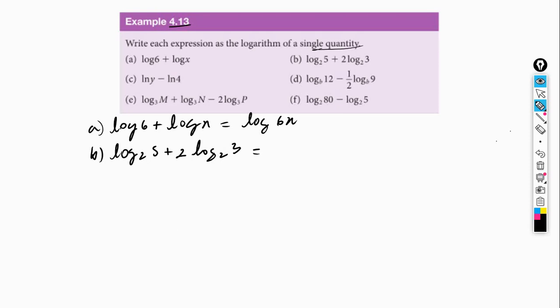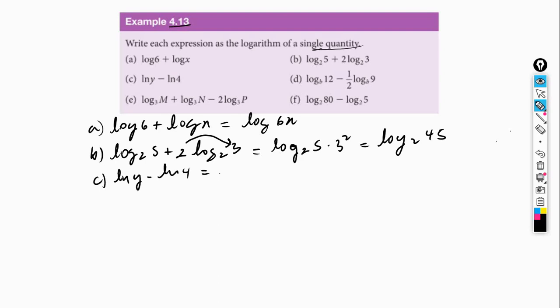We can have this as log base 2 of 5 times 3 squared. Where do I get the 3 squared from? Remember that we can send this here as an exponent. So then this will give us log base 2 of 45. For letter C, we have the natural logarithm of y minus the natural logarithm of 4. And then this is going to be the natural logarithm of y over 4.